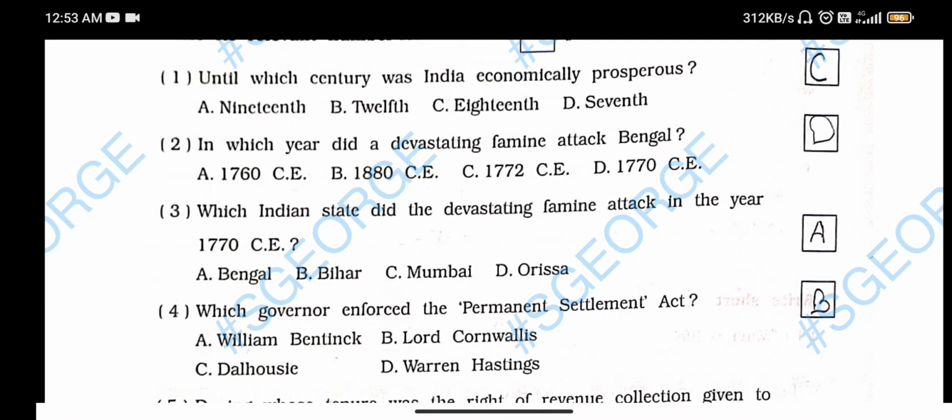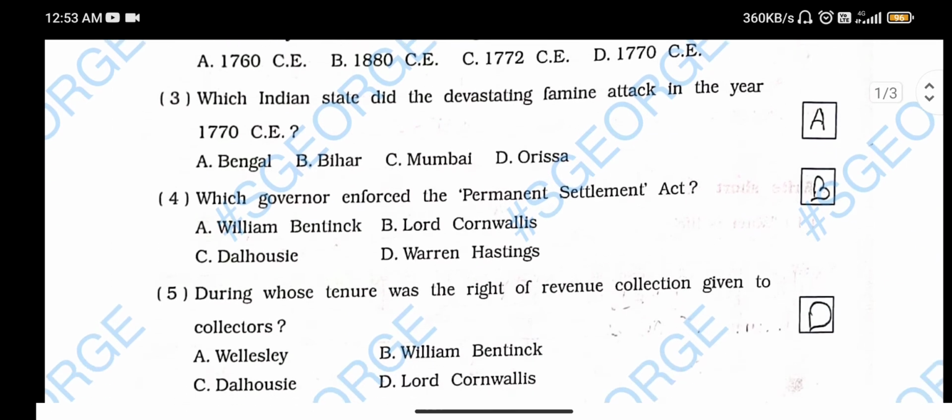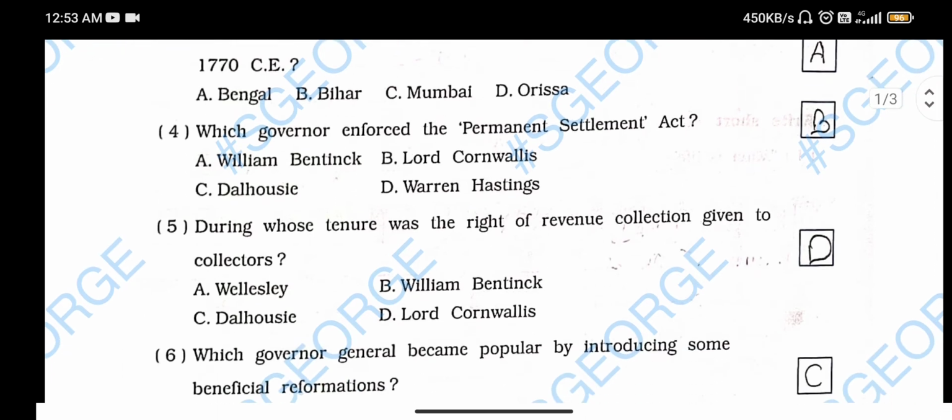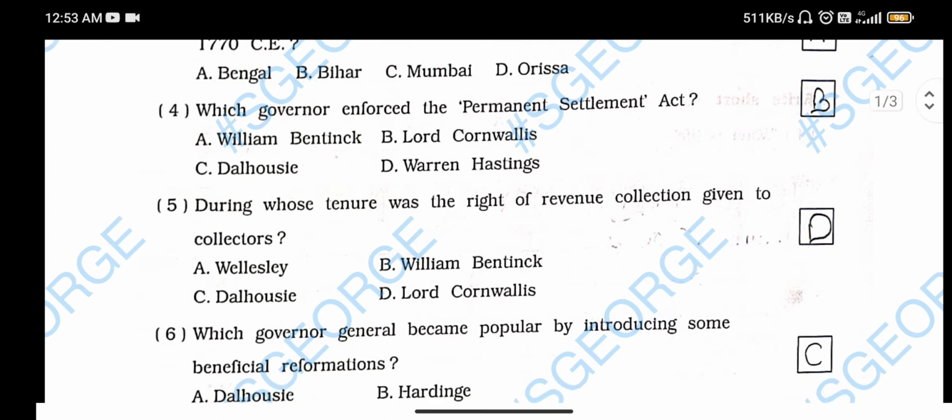Which governor enforced the Permanent Settlement Act? The governor was Lord Cornwallis, during whose tenure the right of revenue collection was given to the collectors. That was during the time of Lord Cornwallis. Lord Cornwallis is a very famous person. 110% you will have one answer about Lord Cornwallis in your exam.